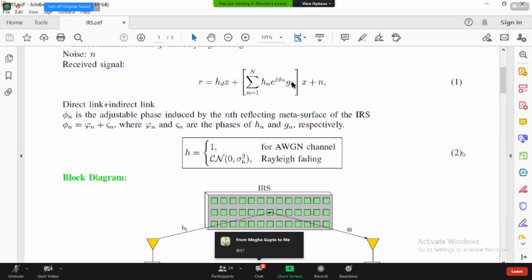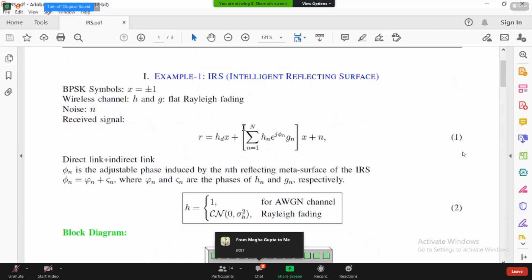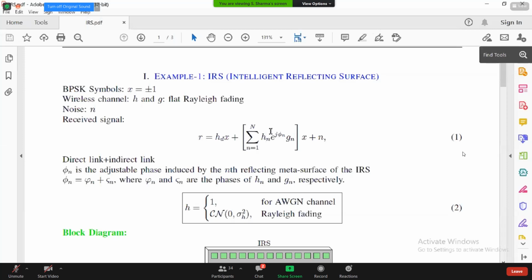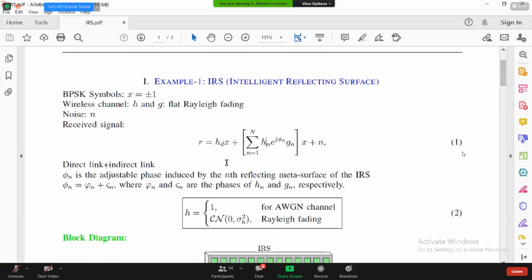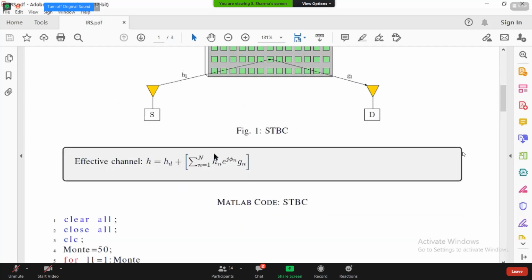So you can improve the signal strength at the receiver, because by suitably changing the phase phi_n, you can make this part a constructive addition of the signals. The effective channel between source and destination can be written as this one: H_D is the sum from n equals 1 to capital N of H_n e^{j phi_n} G_n. So you can take the common term, and then this will represent the effective channel. In this figure, I have not considered the direct path.